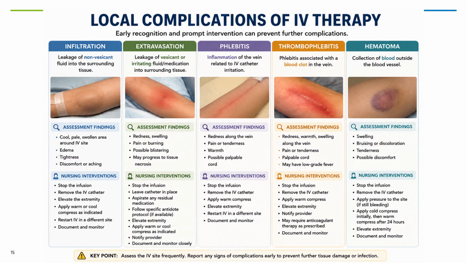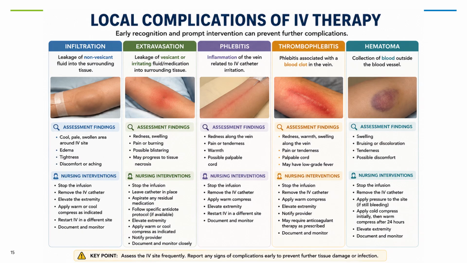Extravasation, this looks similar to infiltration, but it's much more serious, and this is the one that occurs when a vesicant medication leaks into the surrounding tissue. So things like chemotherapy, vasopressors, some antibiotics, calcium chloride, hypertonic solutions. Because these medications can actually cause tissue necrosis, extravasation is considered a medical emergency.